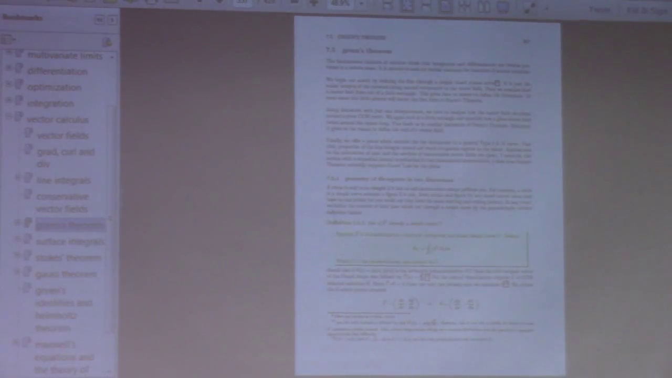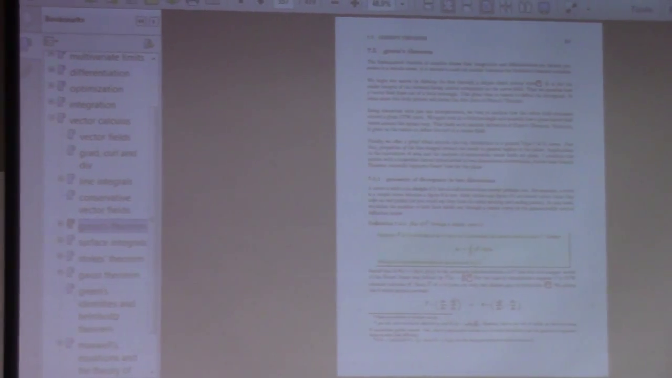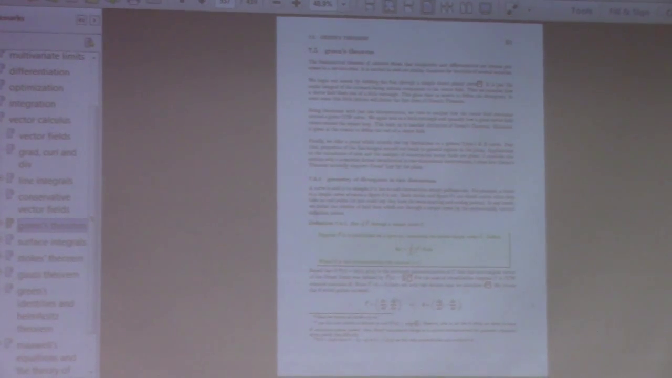Question. When you say that a region is both type 1 and type 2, is that the same as saying that the curves that bound the outside pass both the vertical and horizontal lines? I think that's what it amounts to. I mean, they're injective anyway.